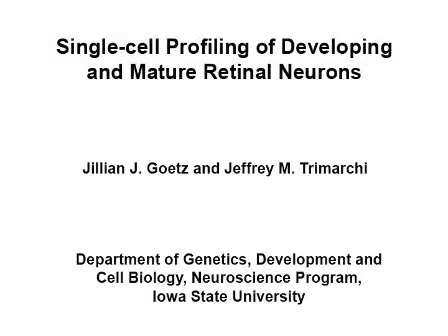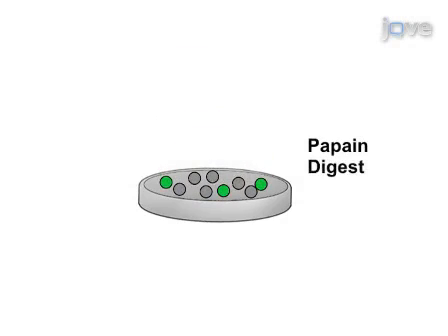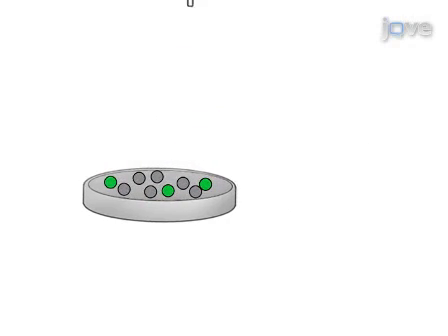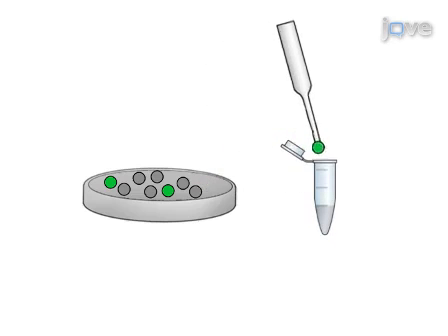The overall goal of this procedure is to isolate single cells for microarray-based transcriptome analysis. This is accomplished by first dissecting the retina from the surrounding tissue and then dissociating it into single cells. The second step is to harvest single cells and deposit them into PCR tubes containing lysis buffer.